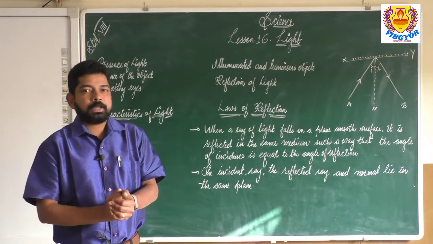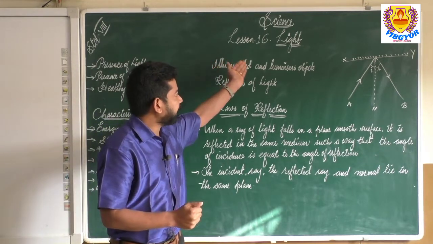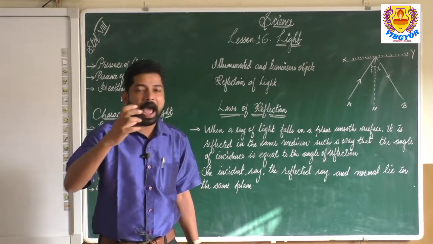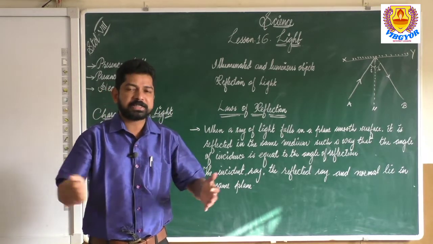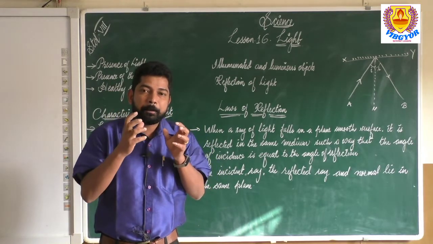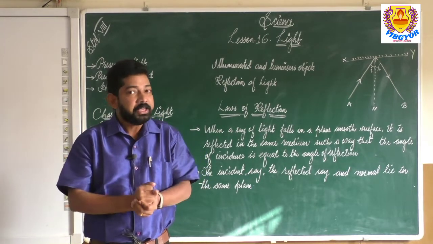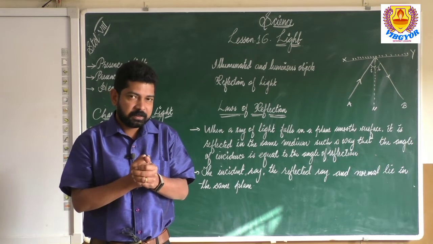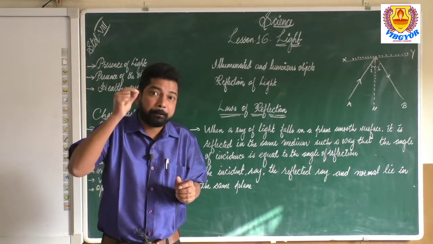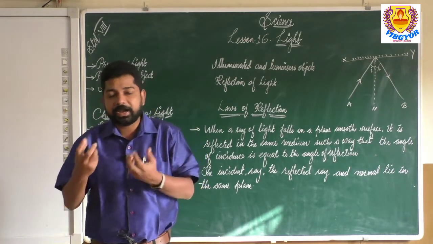Now let us learn about our next topic. What is that? Illuminated and luminous objects. First let us learn about illuminated objects. The objects which shine by reflecting the light falling on them are known as illuminated objects. Once again, the objects which shine by the light falling on them are known as illuminated objects.